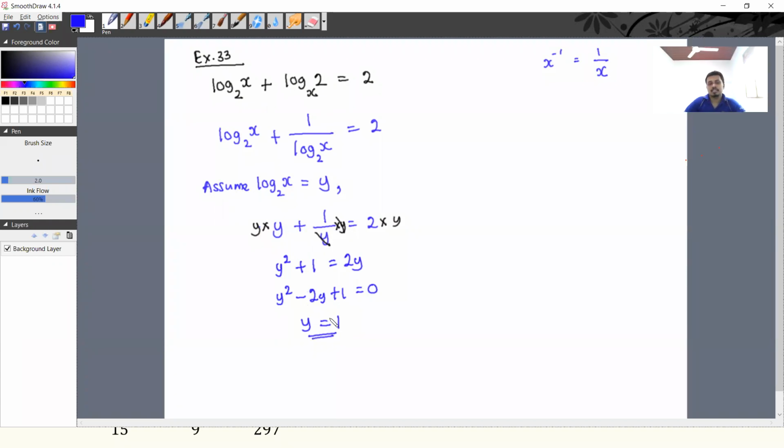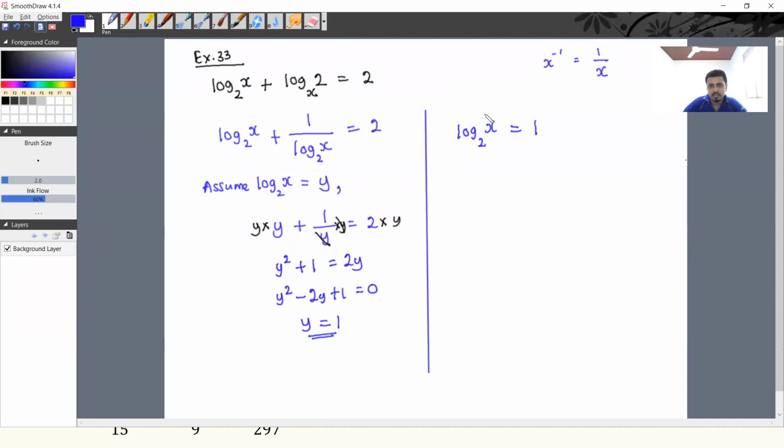Value of y is equal to 1. Y means what? Y means log of x to the base 2. Log of x to the base 2 equals what?